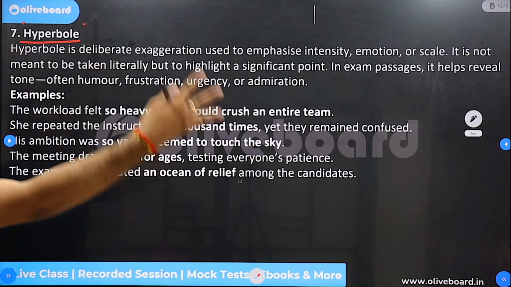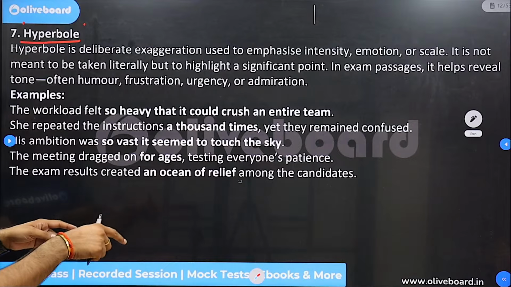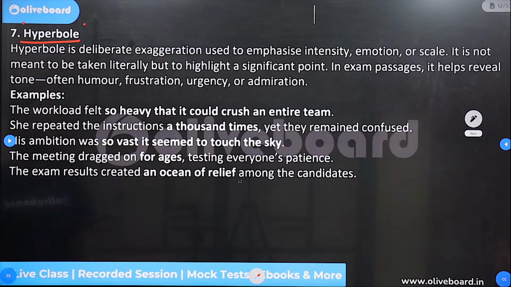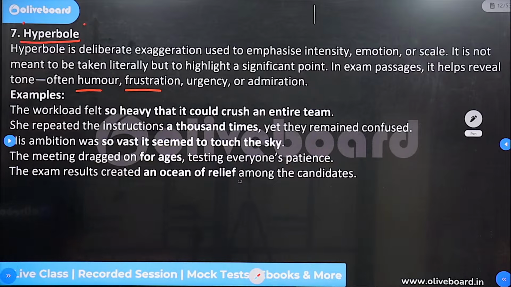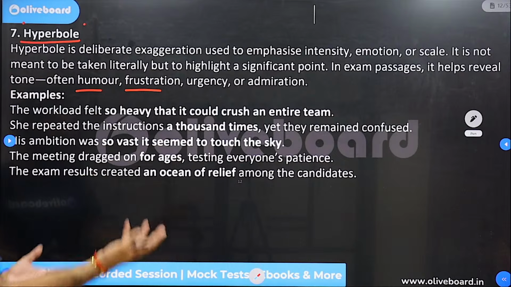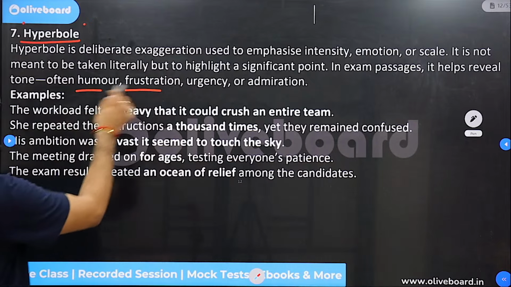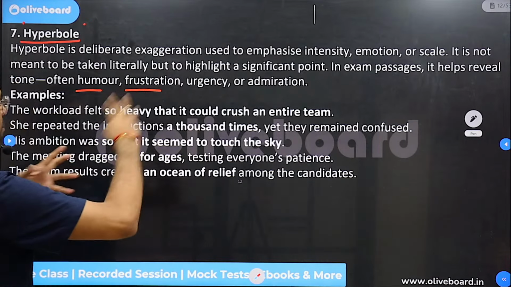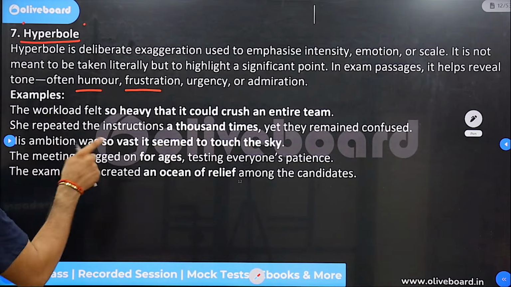The exaggeration is used to emphasize intensity or emotion or scale. Not meant to be taken literally, but to emphasize that. Sometimes for humor, for frustration, I'll kill him 20 times. If you have killed him, how can you kill him 20 times? The workload felt so heavy, it could crush the entire team. How can workload crush the entire team? Oh, so exaggerated. She repeated the instructions 1,000 times. How can one say something 1,000 times literally?